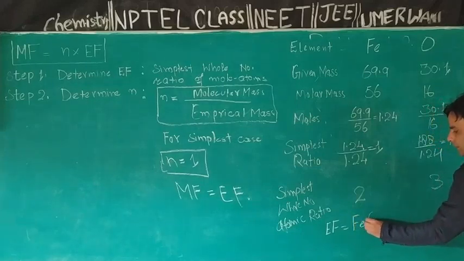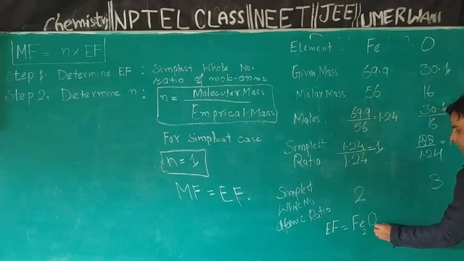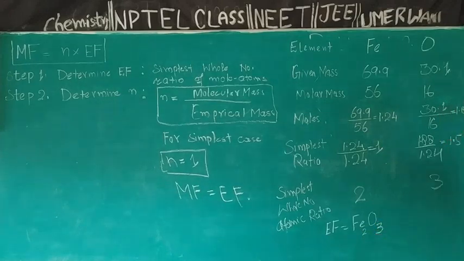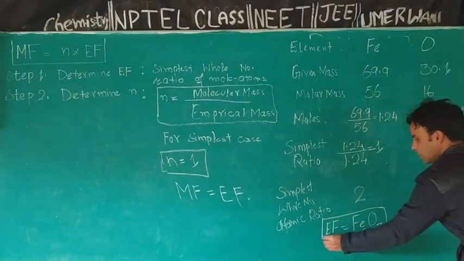Given in the question, first iron then oxygen. For iron there are 2 mole atoms in its simplest formula, and for oxygen there are 3 mole atoms in its simplest formula. Therefore, the empirical formula of this oxide of iron is Fe2O3.